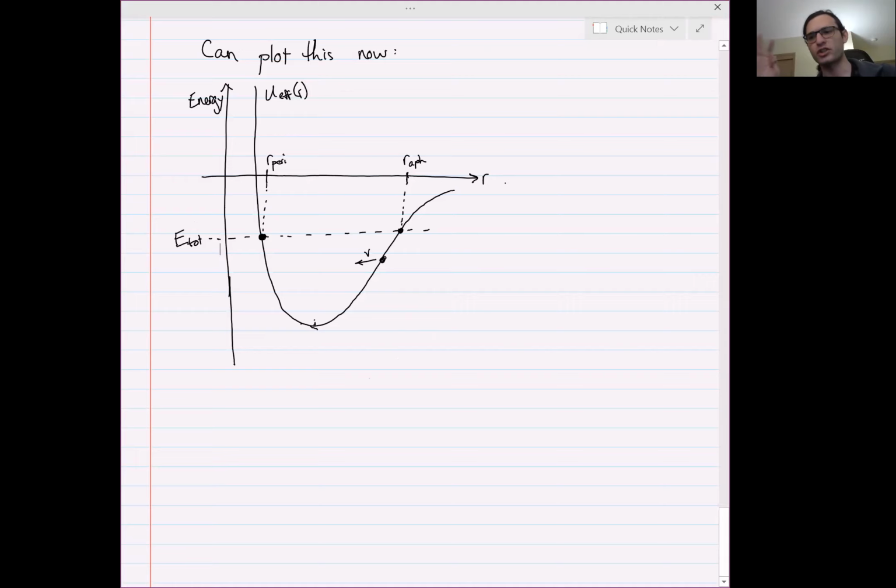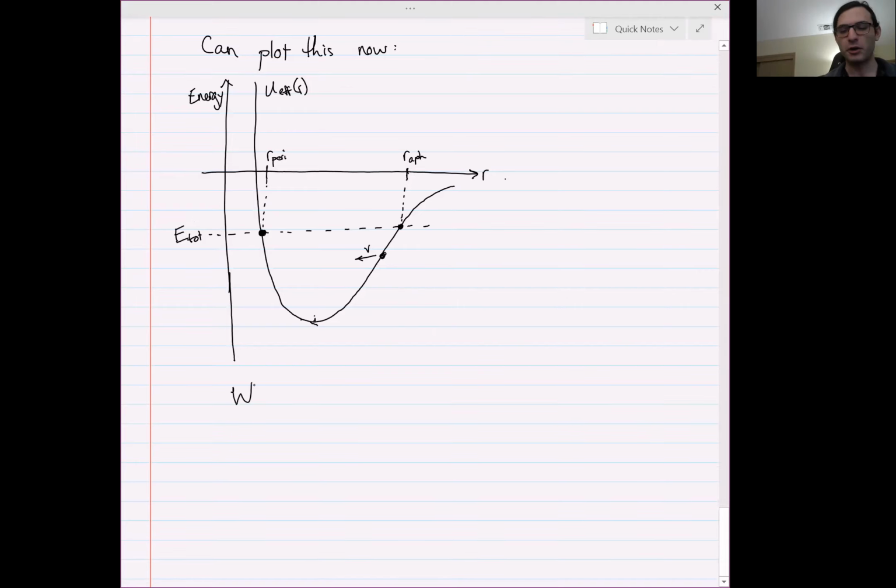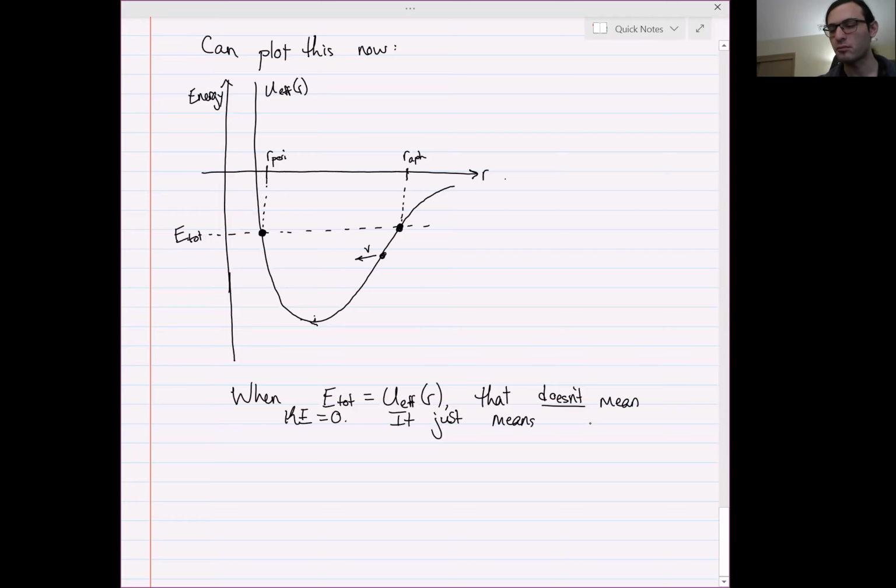So just as a word of caution here, when the total energy is equal to the effective potential energy, i.e. when they're matching, at these points, that doesn't mean that the kinetic energy is zero. It just means that the radial component is zero. Which just means that all of its motion is tangential, or is perpendicular to the radial vector.